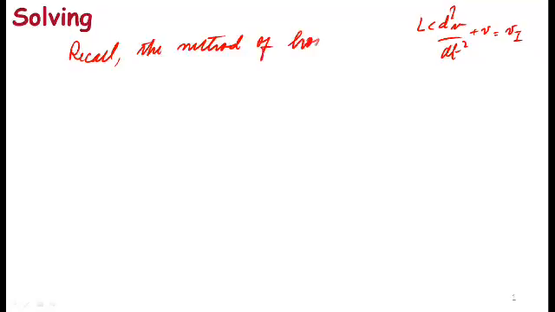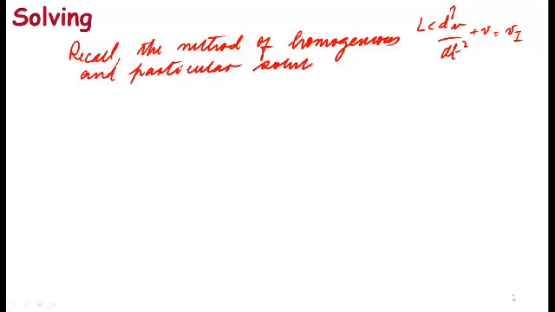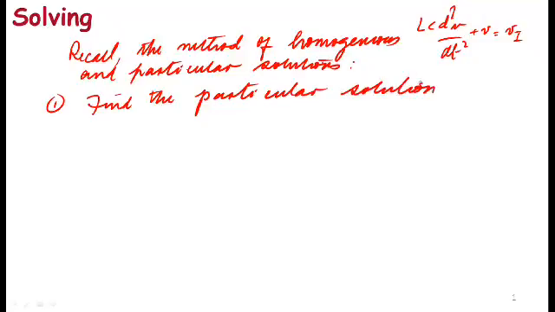Do you recall that method? It was the method of homogeneous and particular solutions. Recall the method had 3 steps. The first step of those 3 was to find the particular solution. Let's write that down. The second step of the method was to find the homogeneous solution.